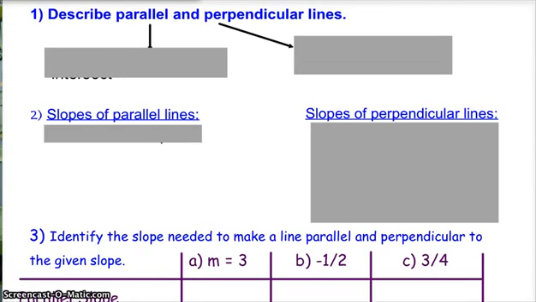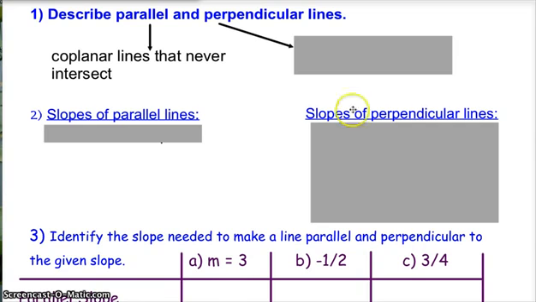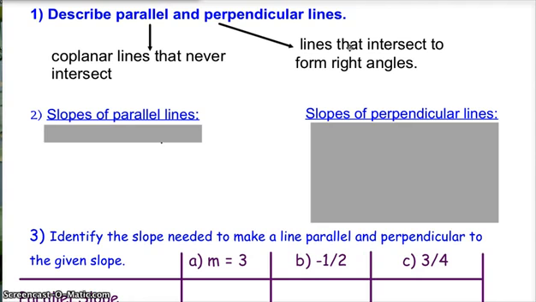Today's lesson, we will discuss how to write equations using parallel and perpendicular lines. The definition of parallel lines: coplanar lines that never intersect. The definition of perpendicular lines: lines that intersect to form right angles.